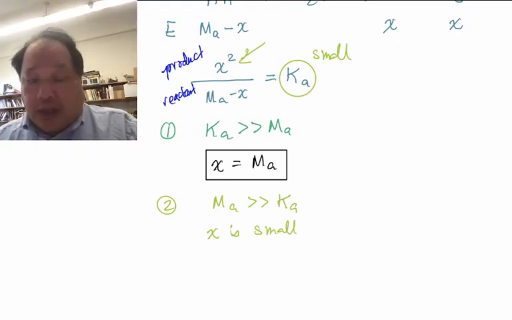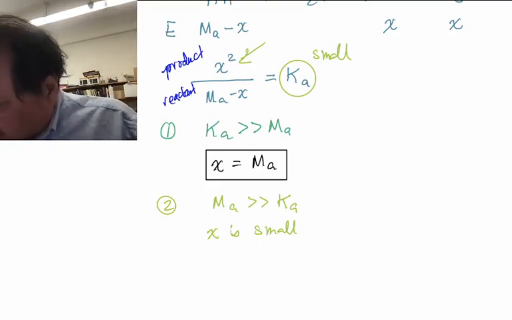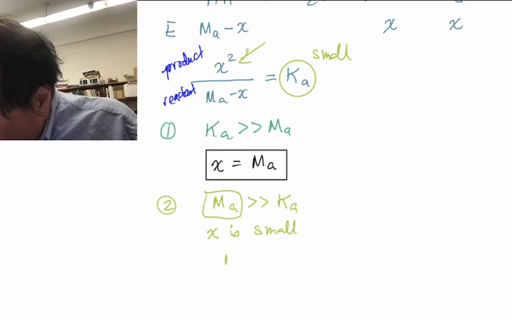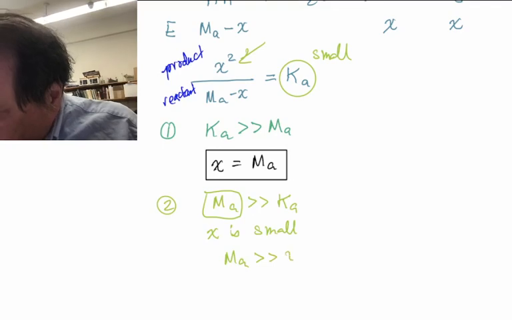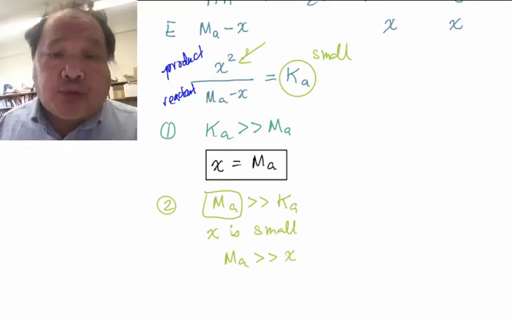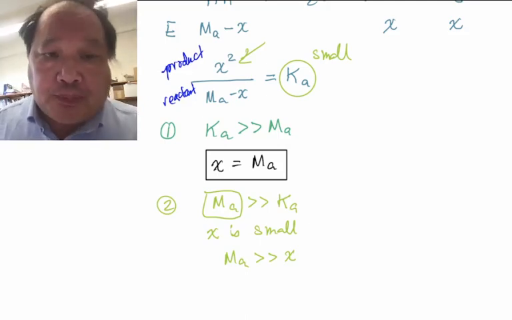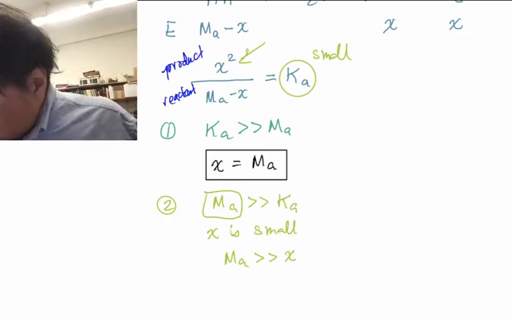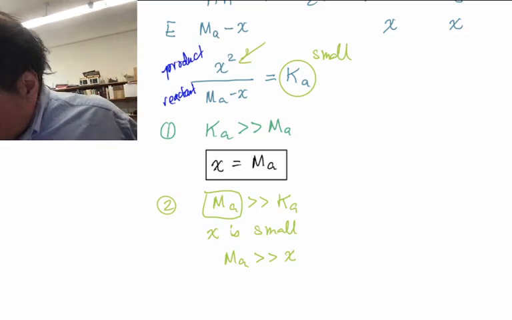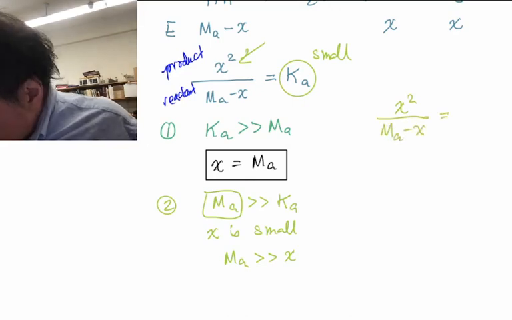And that means that if it's very small, Ma is big compared to it, and because Ma is the big number, Ma is going to be much larger than X. So in the case where Ma is much bigger than Ka, we have very little reaction, very little product, and therefore X is very small, much smaller than Ma. And let's write that out then. We have X squared divided by Ma minus X equals Ka.